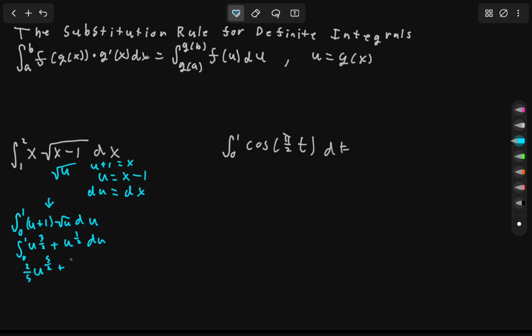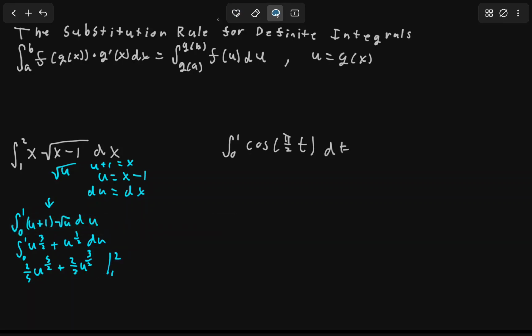Plus 2/3 u to the power of 3/2, plus c. And that would be our answer. Well, actually, not yet, because we have to evaluate it. So now we're going to evaluate this from 1 to 2. We don't have to worry about the c, so I'm just going to get rid of it.